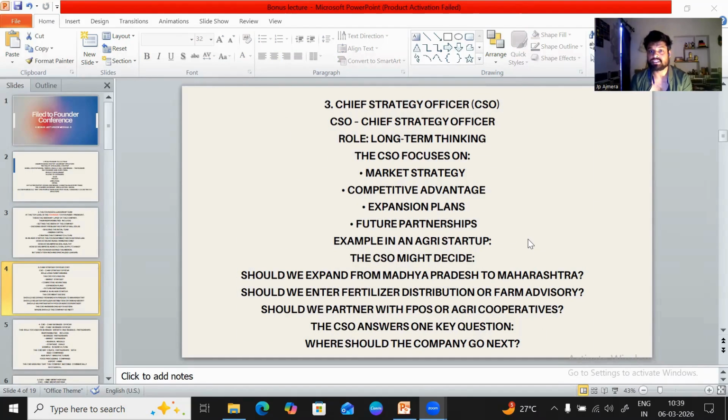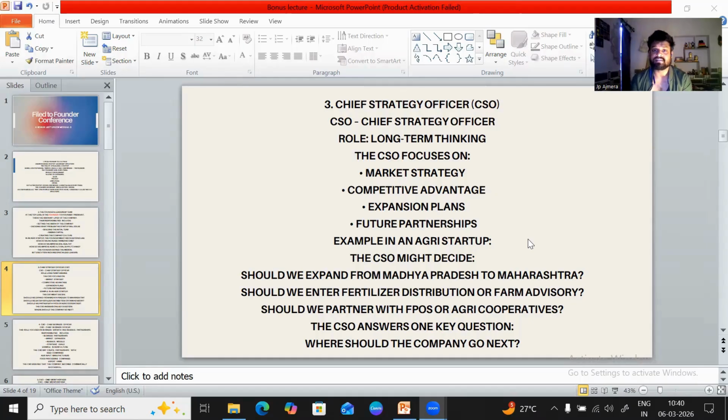So the first official executive officer that we have on board is the CSO, Chief Strategy Officer. So what is the role of the CSO? It's long-term thinking regarding the company. The CSO focuses on market strategy, competitive advantage, expansion plans, and future partnerships. These kinds of things are generally handled by the position that we call the CSO.